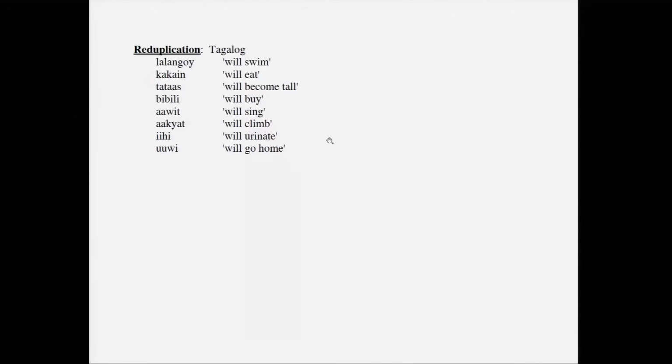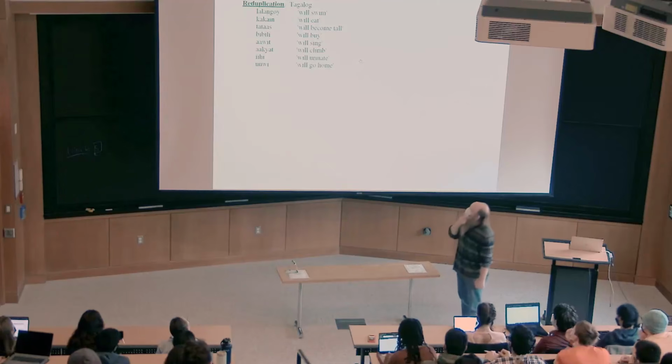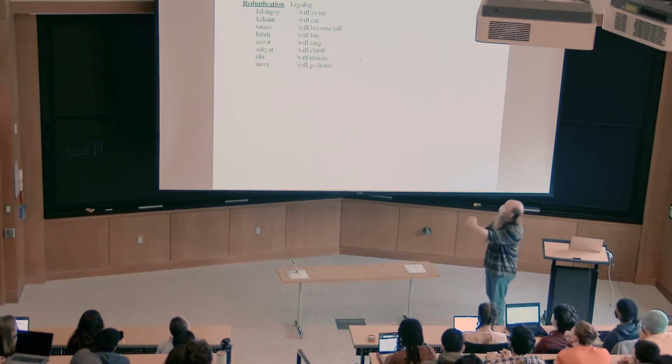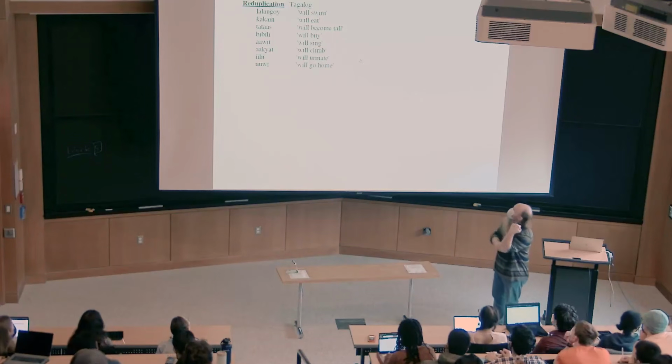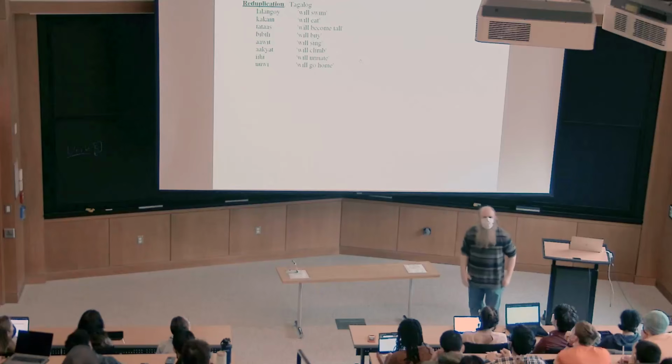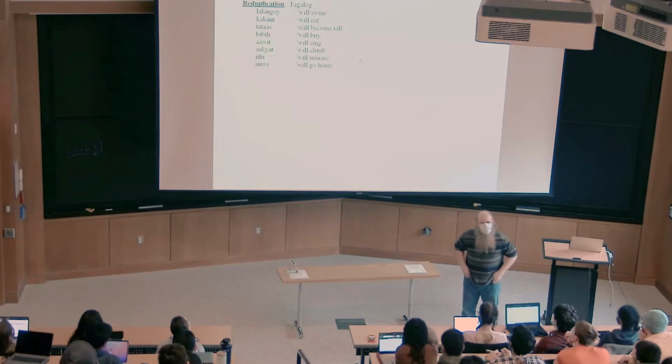Tagalog again. Tagalog has another kind of morphology, which is cool. It's called reduplication. This is how you form the future tense of certain types of verbs in Tagalog. So the future of swim is lalangoy. The future of eat is kakain. The future of become tall is tataas. What's the future morpheme in Tagalog?